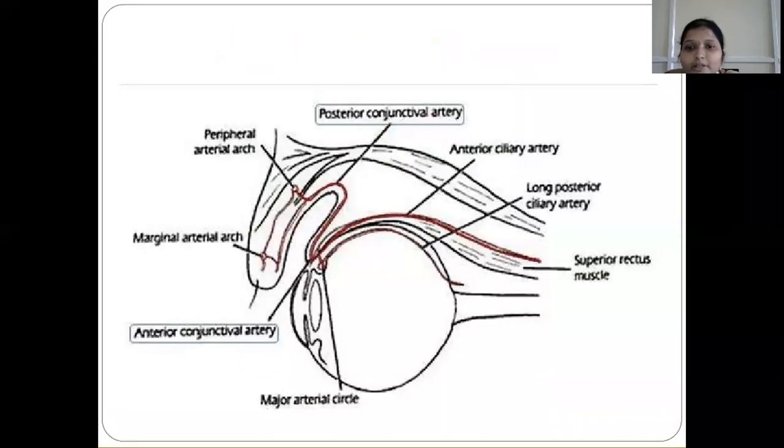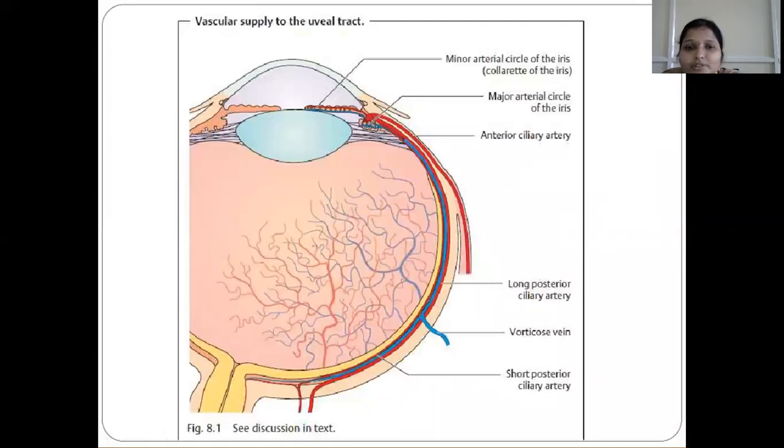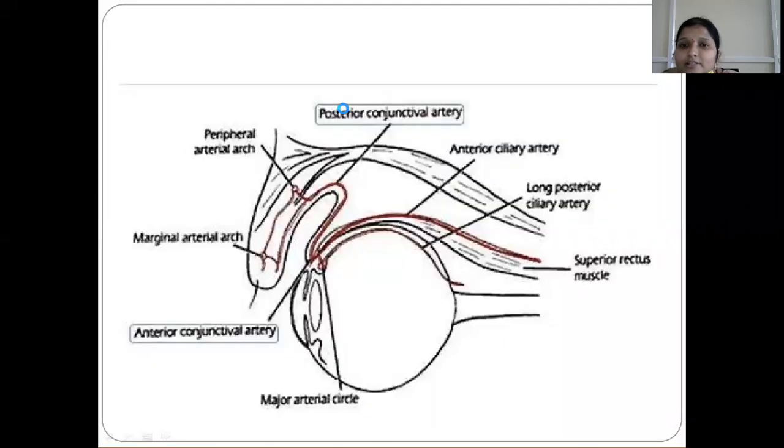This is also another diagrammatic representation of the long posterior ciliary artery. So one arises nasally and one arises temporally here. Along the suprachoroidal space, they pass without giving any branches. And this is the ciliary body. Here, they unite with the anterior ciliary artery. And here it forms a major arterial circle and multiple branches arise here. So this is also similar diagram showing the major arterial circle formed here in the ciliary body from the anterior ciliary arteries. So what are these anterior ciliary arteries?